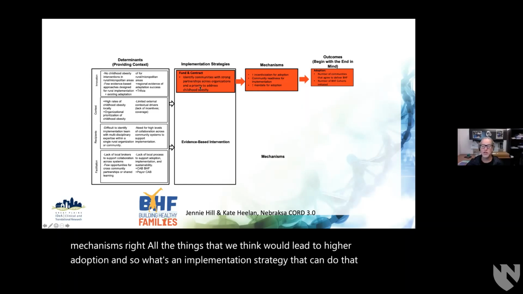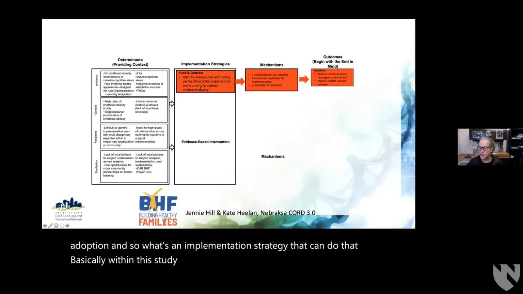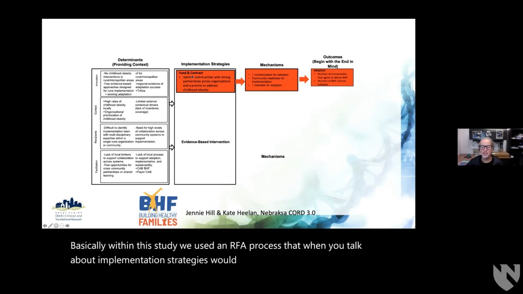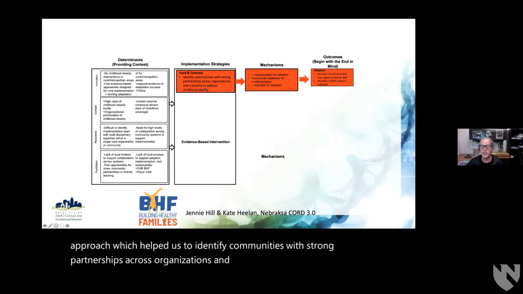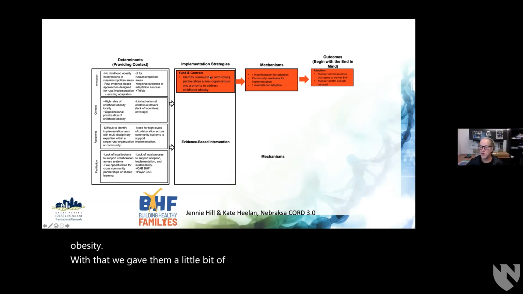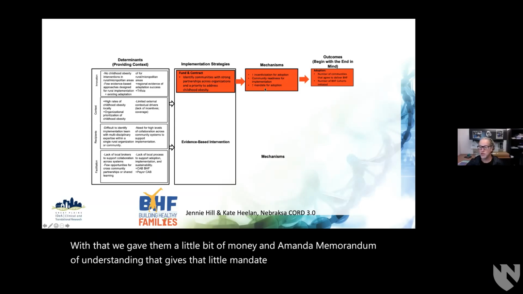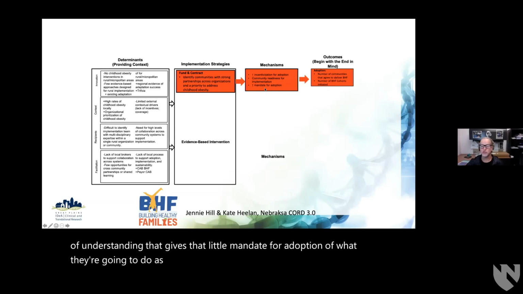Basically within the study, we used an RFA process that, when you talk about implementation strategies, would be defined as a fund and contract approach, which helped us to identify communities with strong partnerships across organizations and a priority to address childhood obesity. With that, we gave them a little bit of money and a memorandum of understanding that gives that little mandate for adoption of what they're going to do as a result of having those resources.